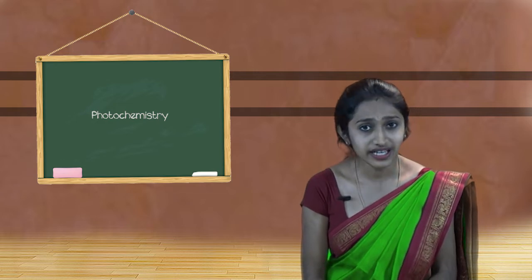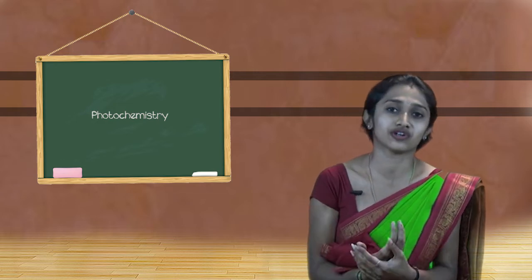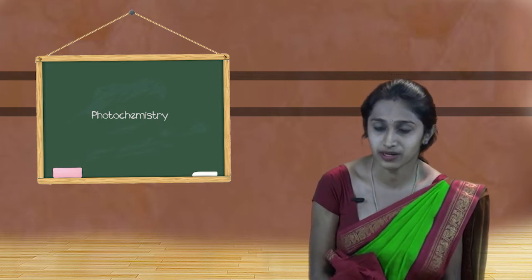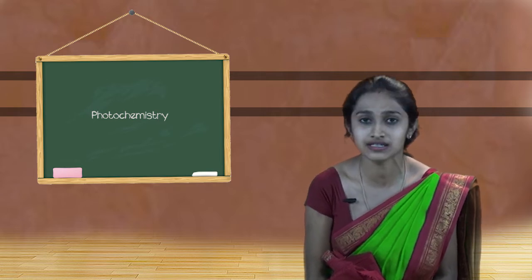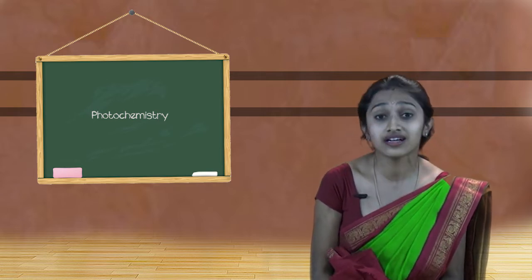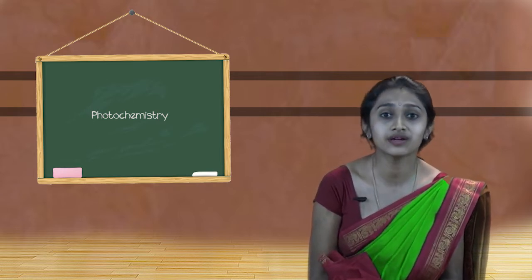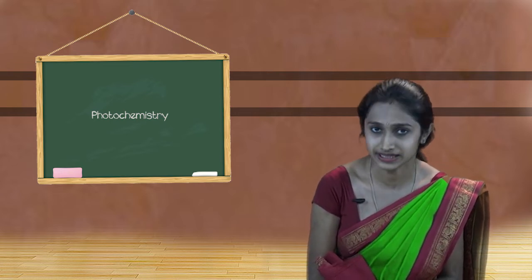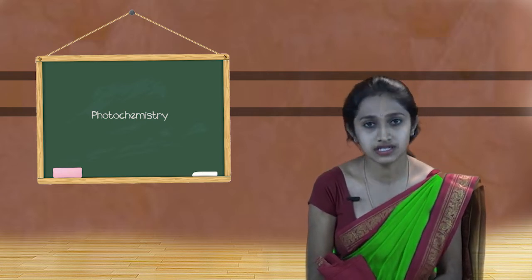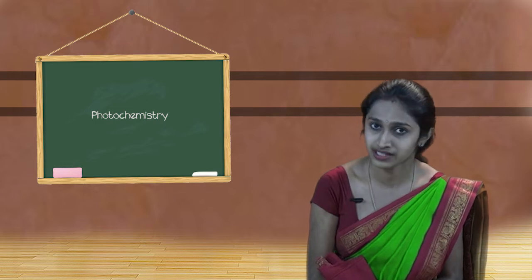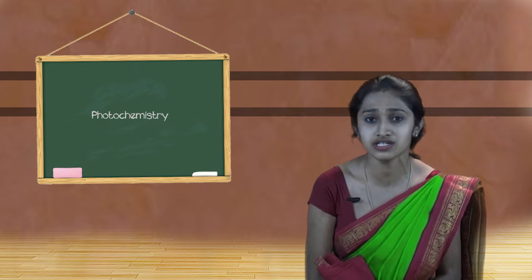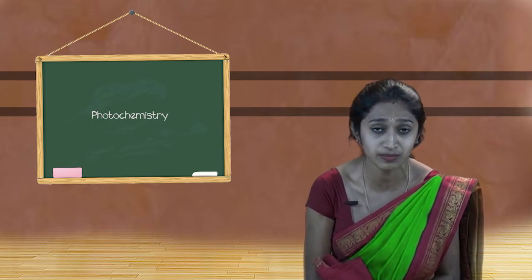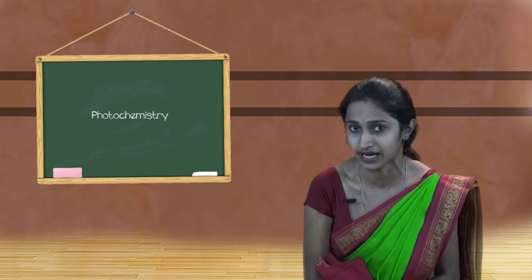Next, there are the laws of photochemistry. There are two laws of photochemistry. The first one is Grotthuss-Draper's law and the second one is Stark-Einstein's law. Grotthuss-Draper law is also called the first law of photochemistry or principle of photochemical activation. This was discovered by two scientists, Grotthuss and Draper, in the 19th century. The law states that only that light which is absorbed by a system can bring about a photochemical reaction.